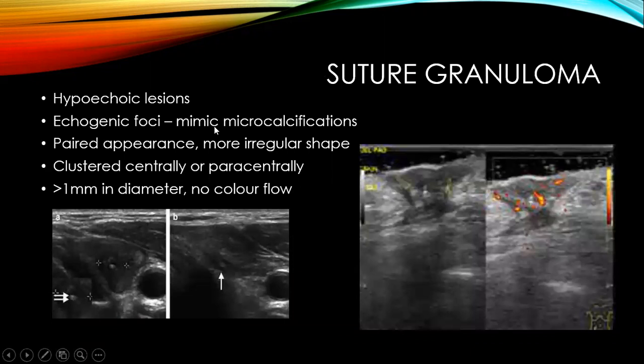So these are usually small hypoechoic lesions, and they've got echogenic foci, which might mimic calcification as seen in these images. These are our echogenic foci in our suture granuloma. So this can actually be mistaken for calcifications. And they are usually paired and more irregular in shape, and they are clustered centrally or paracentrally, and they can be greater than 1 centimeter in diameter. And we are not supposed to see color flow because this is a suture. So if we turn on our color Doppler, we should not see any color flow on that lesion.